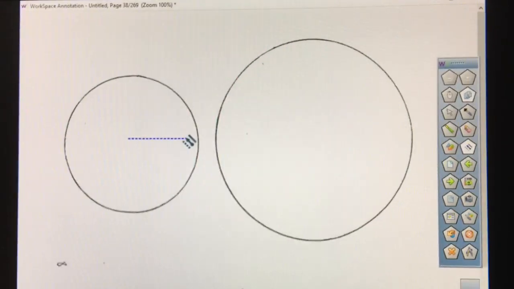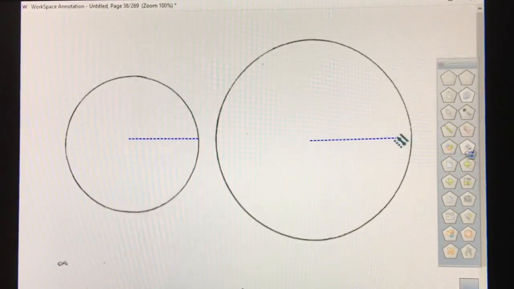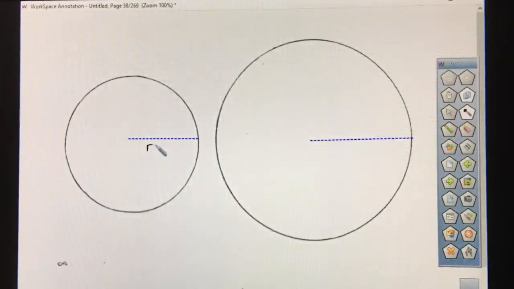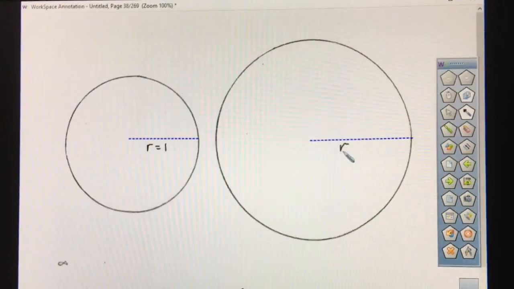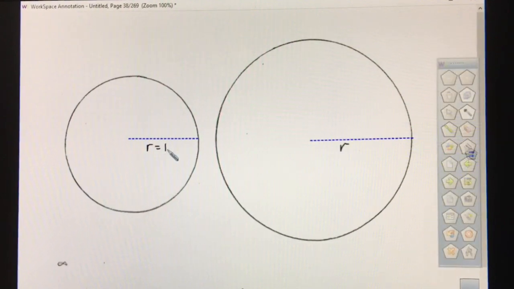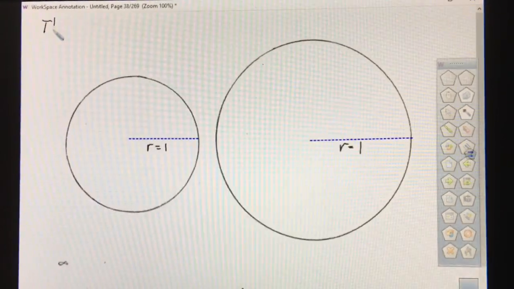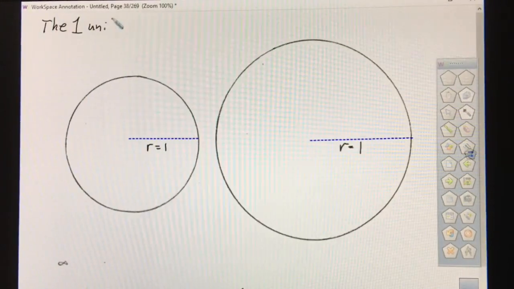Draw a radius going out from the little circle. Draw a radius going out from the big circle. We're going to say both of those radii are equal to 1. So r equals 1. And this one obviously is smaller than this one. So this might be 1 inch or 1 meter or 1 millimeter, and this might be 1 inch. So they're both 1. Once we do that, we can now name this as the 1 unit circle.